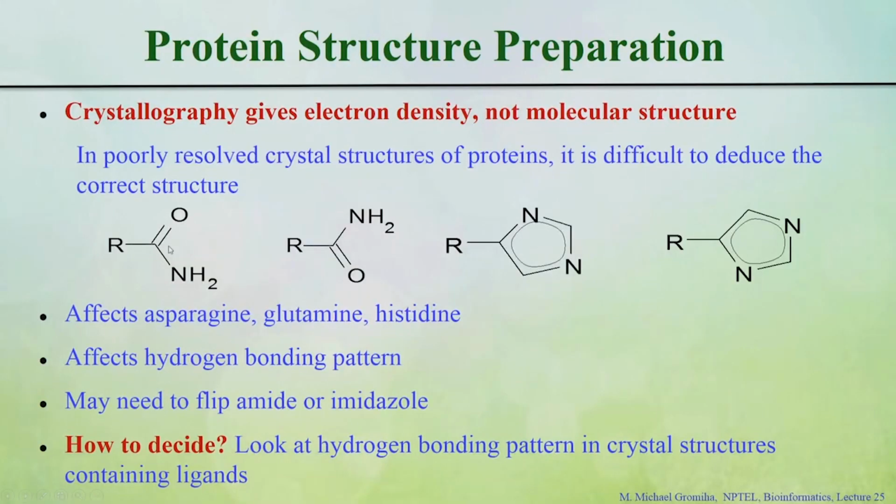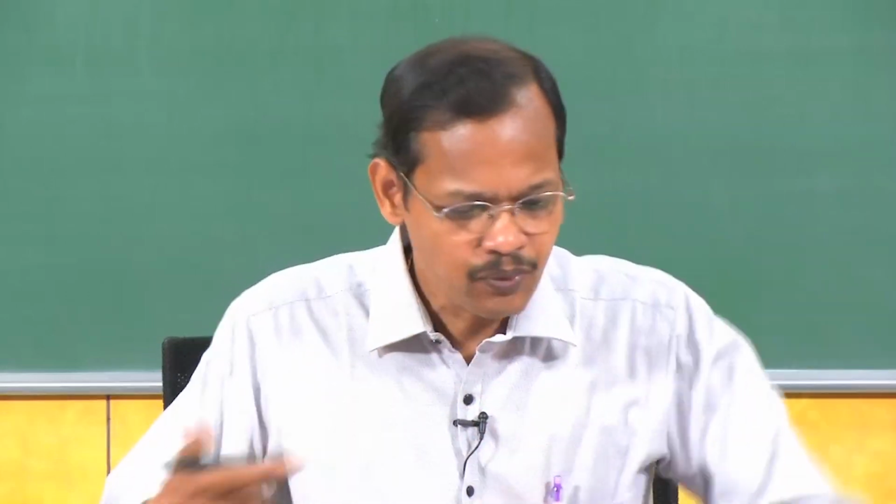Now the next aspect is, as I discussed earlier, crystallography gives electron density, but not the structure, right. In poorly resolved crystal structures it is very difficult. For example, see asparagine or glutamine, here NH is down, but this O is up. It is also possible the other way around, right. If you change the conformation, then the ligand interaction will also be different, because if the oxygen is on this side, it will have different interactions than if it is on the other side. So, this orientation is important.